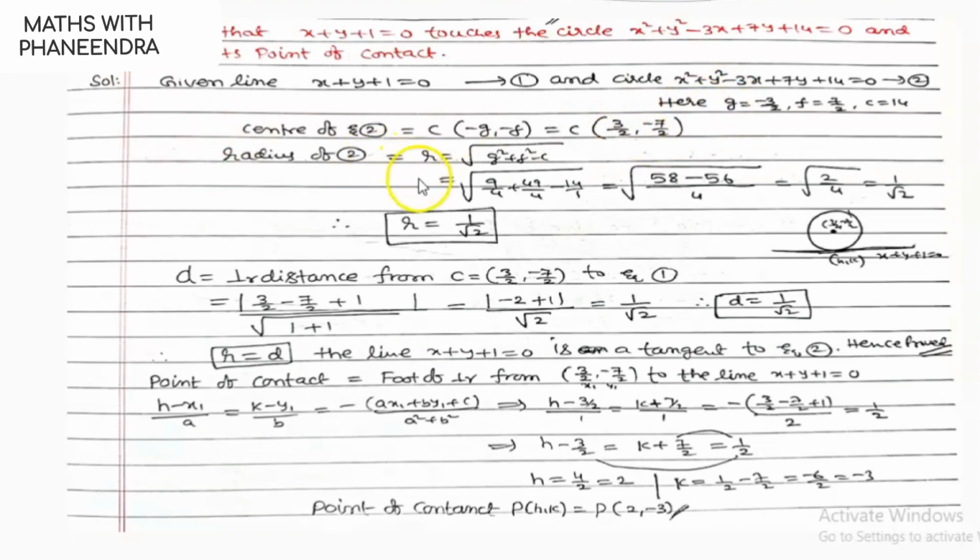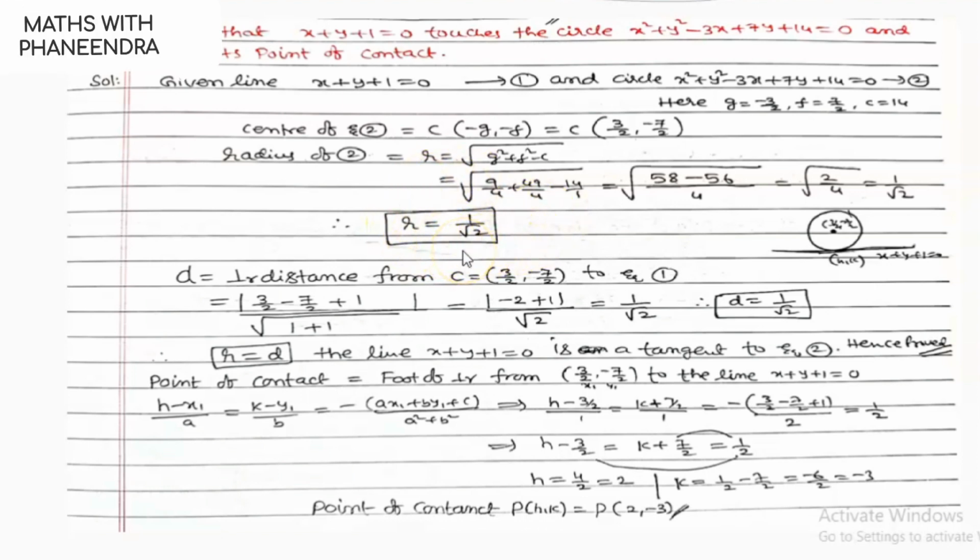Radius of the circle can also be calculated. R equal to square root of g square plus f square minus c. So 3 by 2 whole square plus minus 7 by 2 whole square minus c, so minus 14. So 9 by 4 plus 49 by 4 minus 14. Now 49 plus 9 is 58 by 4 minus 14. So 58 minus 56 by 4, root of 2 by 4, which is root 1 by root 2, which is equal to 1 by root 2. Therefore the radius of the circle is equal to 1 by root 2.